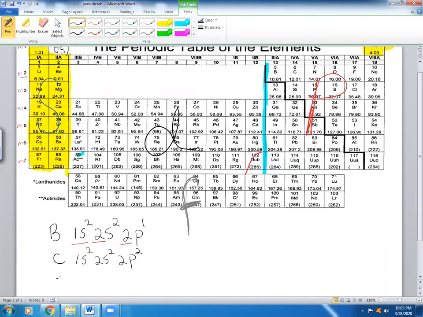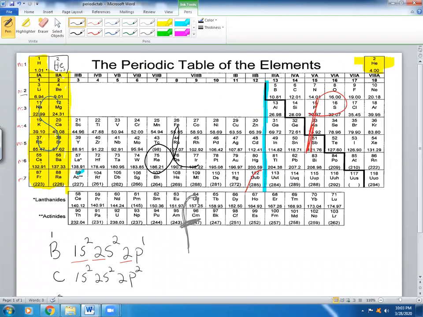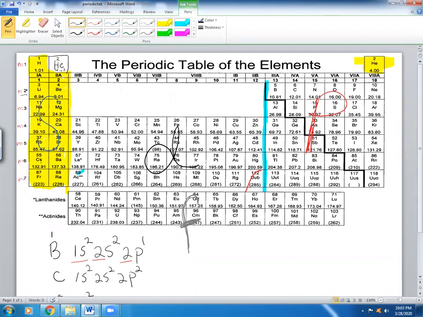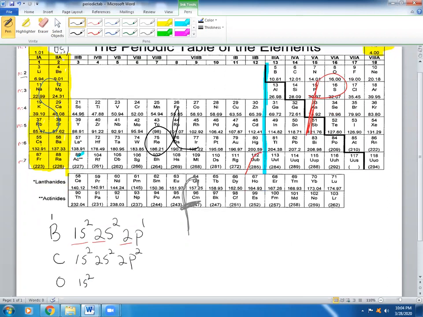Let's do O. From scratch. 1S2, 2S2, 2... and now that's full. You say this is the 2p. How many boxes to get to O? 1, 2, 3, 4. 2p4.